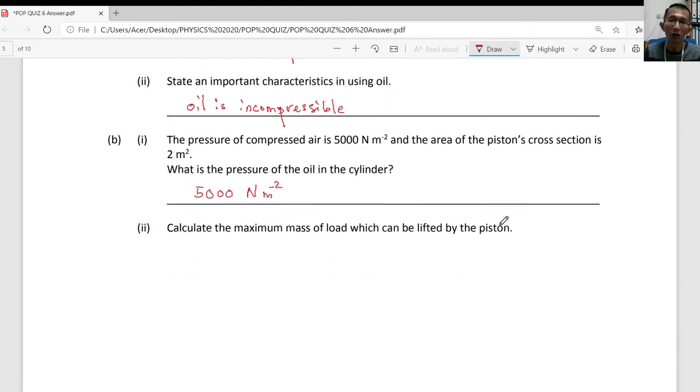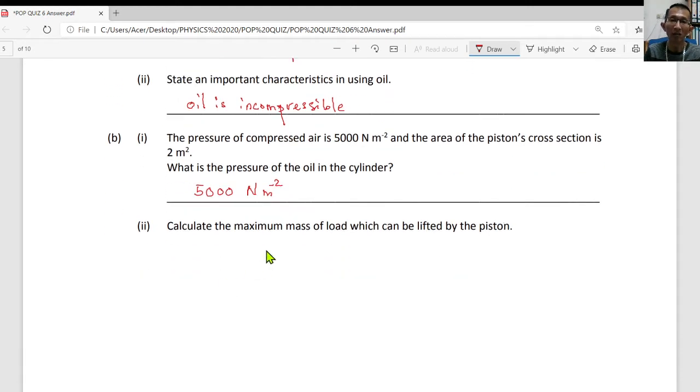Okay, we continue with B2. Calculate the maximum mass of load which can be lifted by the piston. Okay, so remember that our pressure P equals force over area. And bear in mind that the force is perpendicular to the area. You can only use the perpendicular force with respect to the area of contact. So the pressure is given, 5,000.